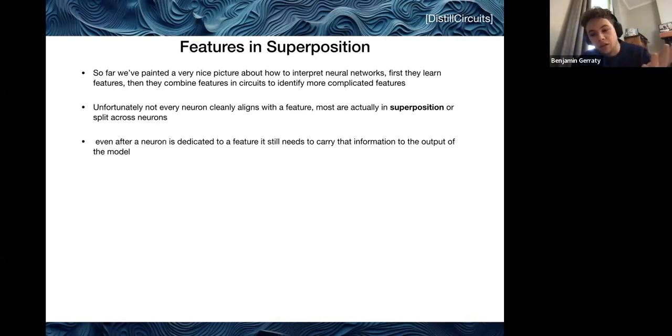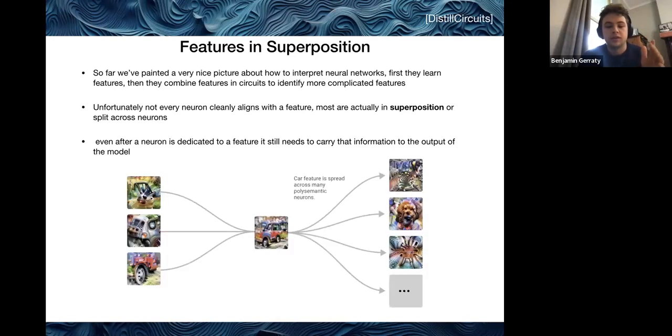And even if it's not doing that, say you have your car body, windows, wheels, that combine to form your nice car total, that's good. But it still has to get that information, if that neuron fires, to the end of the network. So the car feature here is then spread across many other polysemantic neurons, where the middle one on the far right looks a bit more like a dog, but it's still got to carry that car information through.